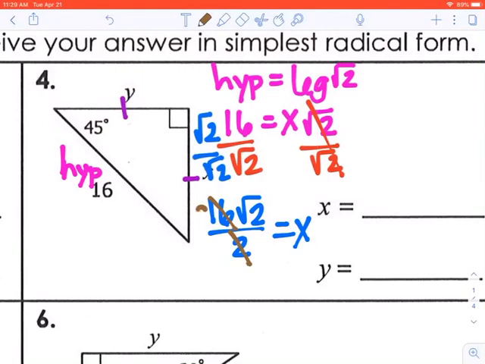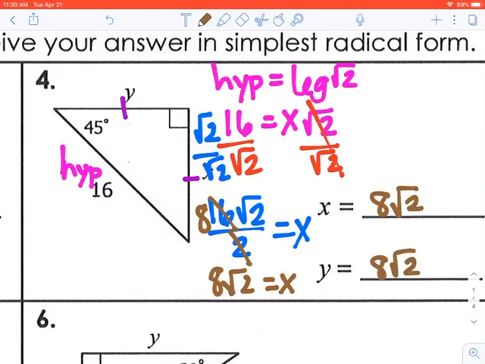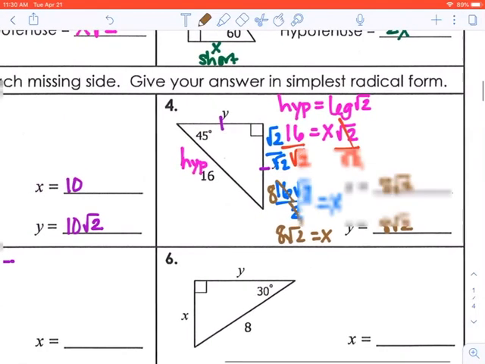2 goes into 16 8 times. Outside a radical, you can reduce. So I have 8 on the top times the square root of 2 is equal to x. And once you start rationalizing these, you will start seeing the patterns, okay? So we have x is 8 rad 2. Remember, x and y were equal because it's isosceles, so y is also 8 rad 2. Okay. And we are done.